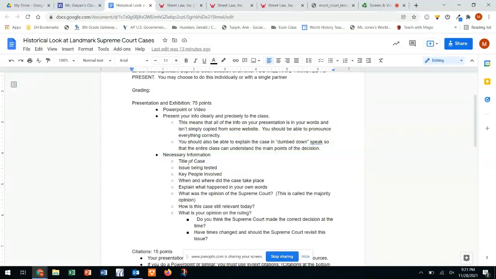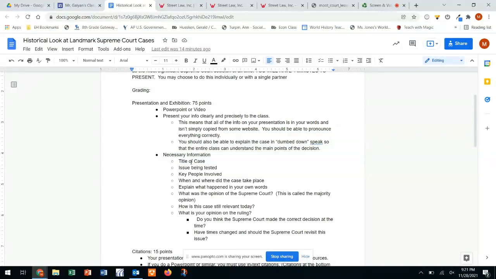One, you've got to have all this info: title of the case, the issue being tested, key people involved, when and where did it take place, explain what happened in your own words and the opinion of the court, and then how it's still relevant. But the key thing here is I want you to take this case and I want you to be able to explain it to the class in a dumbed down way. And what that means is if you have a case about freedom of religion, I want you to be able to explain to the class, here's what happened in my own words. I understand it. I'm teaching you so that you understand it. Here was the Supreme Court's decision. Here's why it's still relevant.